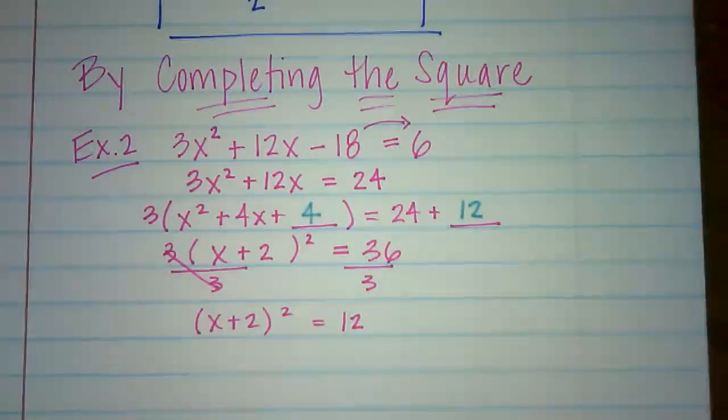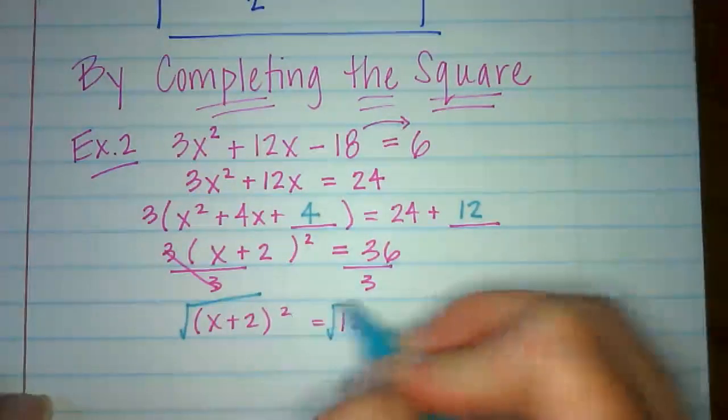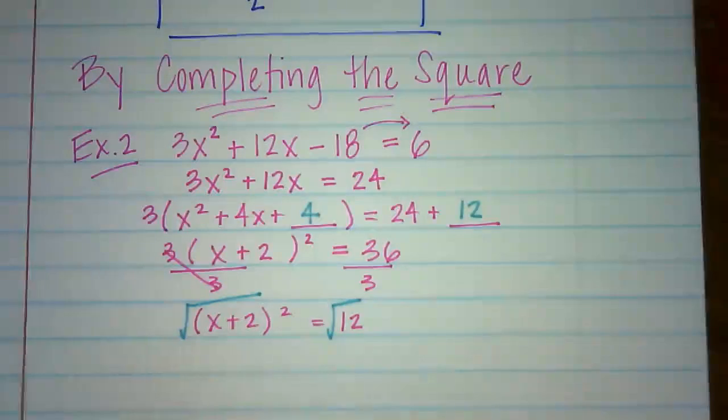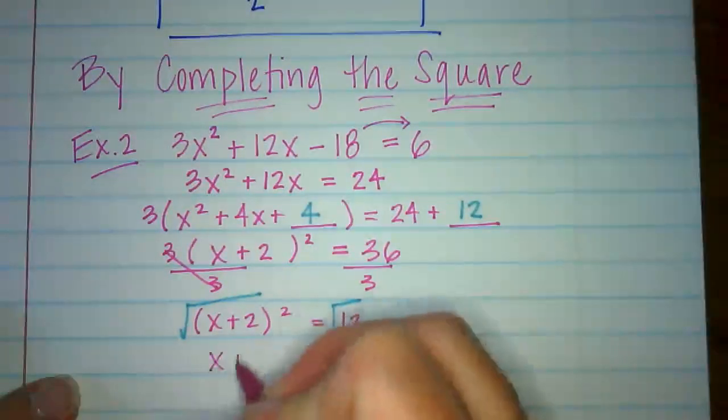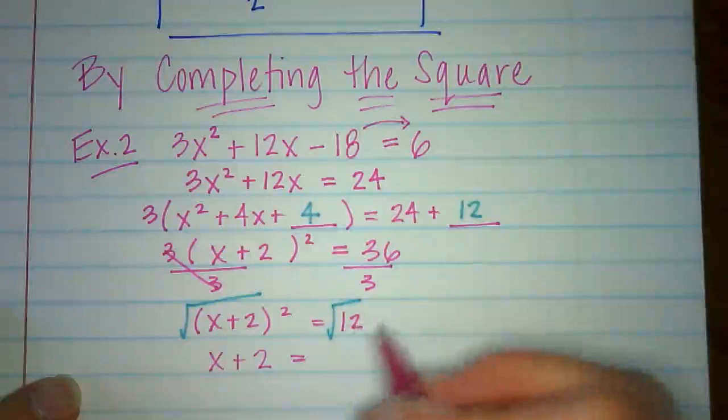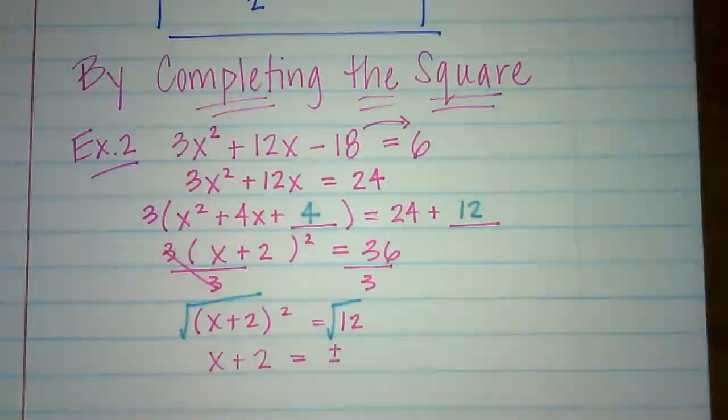Next step is take the square root of both sides. When we take the square root of something that's squared, we get what we started with. On this side, anytime we take the square root, there is a positive or negative value of that.